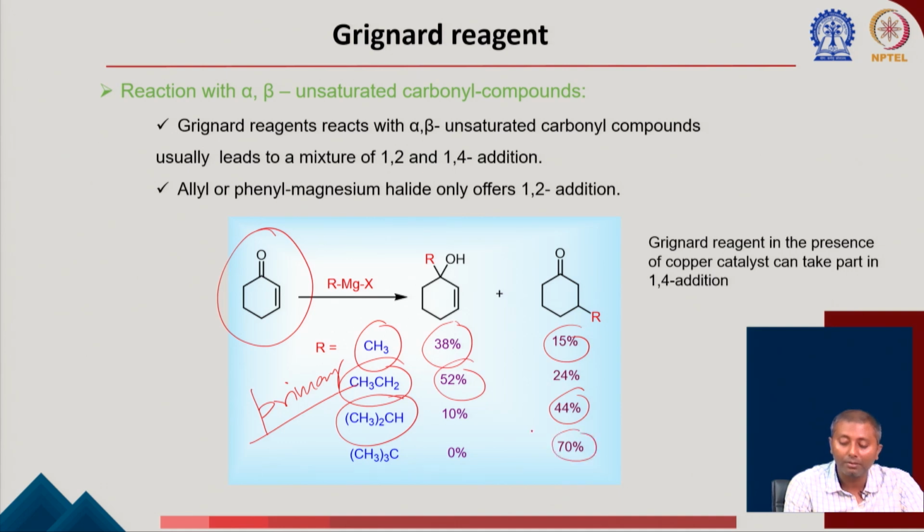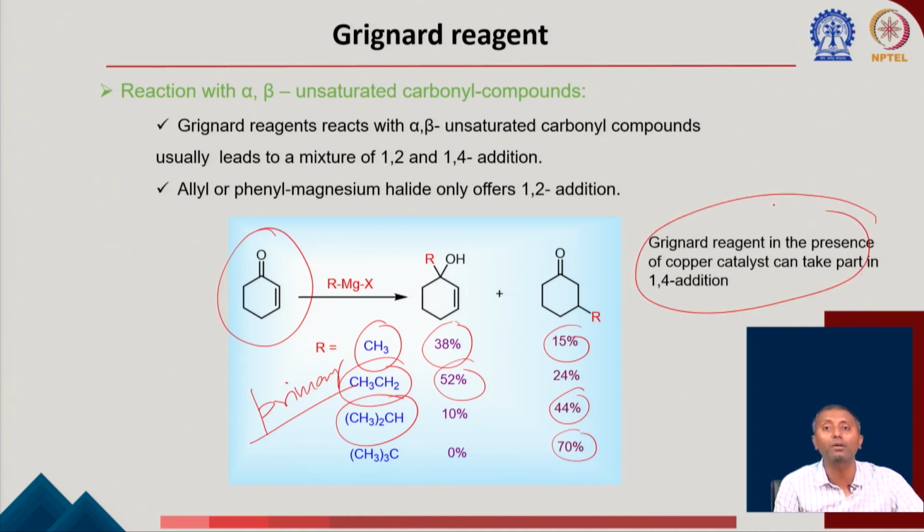And then in the tertiary, of course, there are other things going to happen. It can give you some product of enolization, and some product of hydride transfer is also going to come out. But now the question arises: can you find a method where the Grignard reagent can only go for 1,4 addition? Is it possible? Yes, you can do it. Then you have to use some copper catalyst. We are going to come back to that.